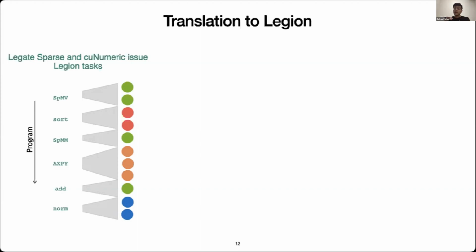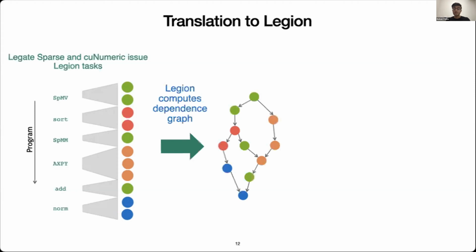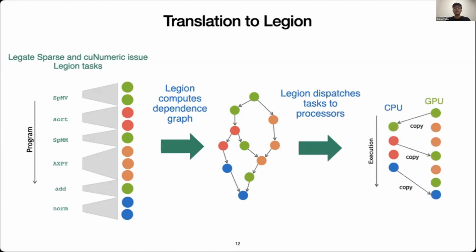Legion is going to see this stream of tasks that are being issued, and it's going to compute a dependence graph on these tasks. What that means is that some of these tasks are going to depend on others, and others can be independent of each other. So Legion will figure out which tasks depend on each other and which ones can run in parallel. Using this dependence graph, it's going to dispatch these tasks onto actual processors in your machine. For example, it may decide that some of them should go on the CPU, and some of them should go on the GPU.